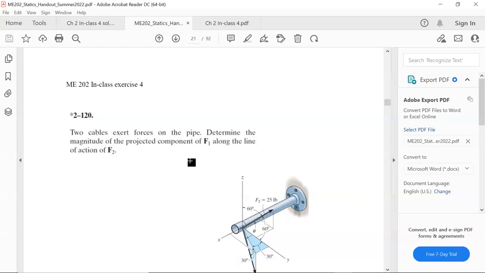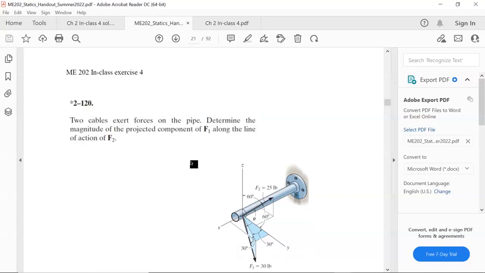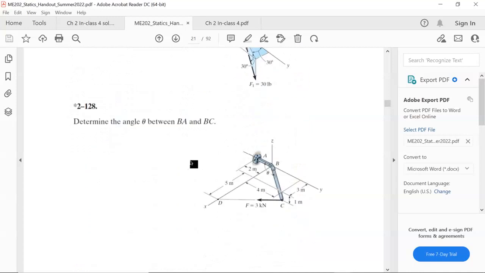We will work on in-class exercise 4 for the topic dot products, chapter 2, topic 2.9. For this in-class exercise, we will work on problem 2.128. Determine the angle theta between BA and BC.